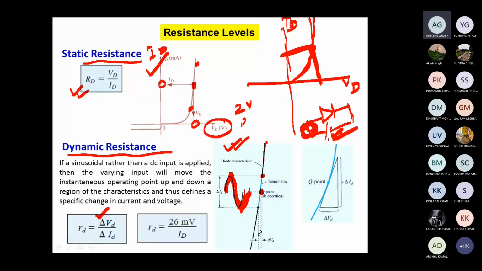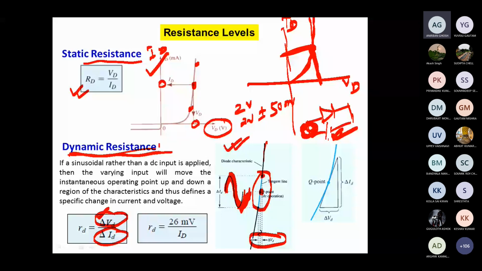Then 2 volt plus minus 50 millivolts, suppose I have applied. This is my AC signal. So around the 2 volt, around the DC point, due to the delta VD value, you will have the delta ID value. So delta VD divided by delta ID will give the dynamic resistance or AC resistance of the PN junction diode.